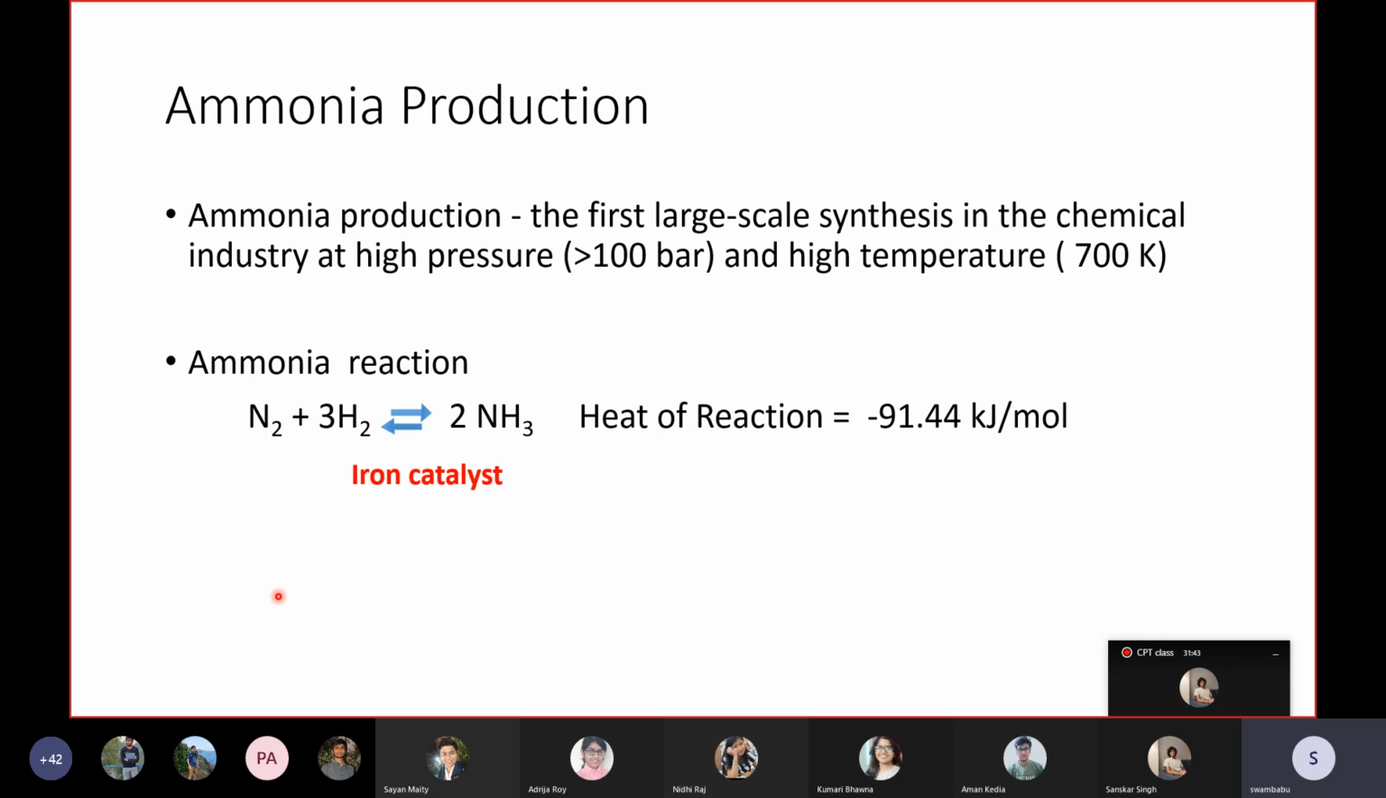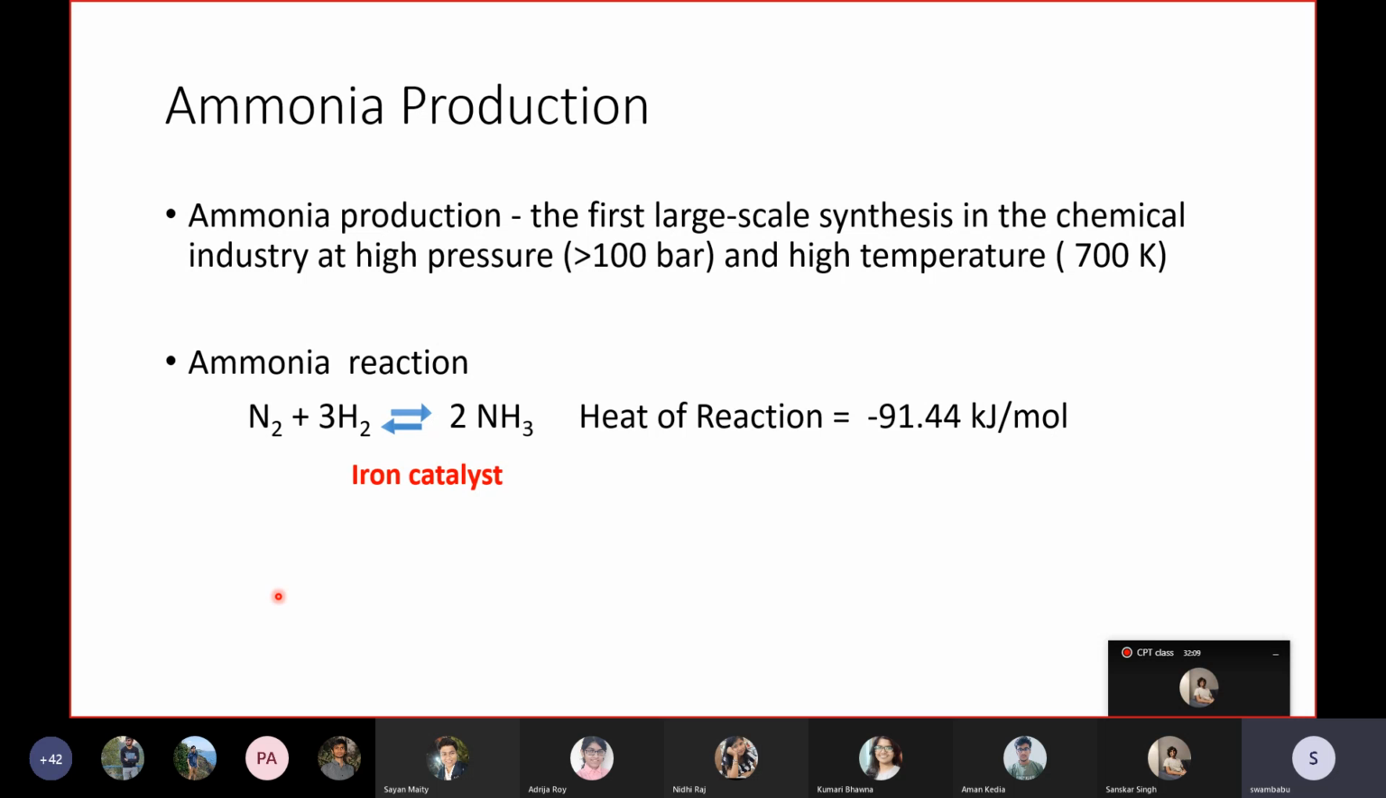And this is an exothermic reaction. And you can see the heat produced is very high. The heat of reaction is very high: minus 91.44 kilojoules per mole. One mole almost produces 92 kilojoules of heat. So it is a highly exothermic reaction, and it requires a catalyst.